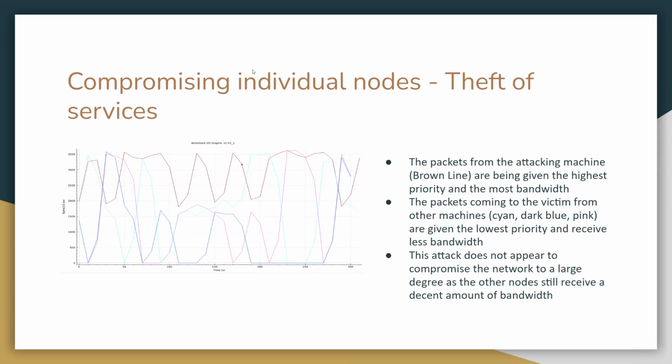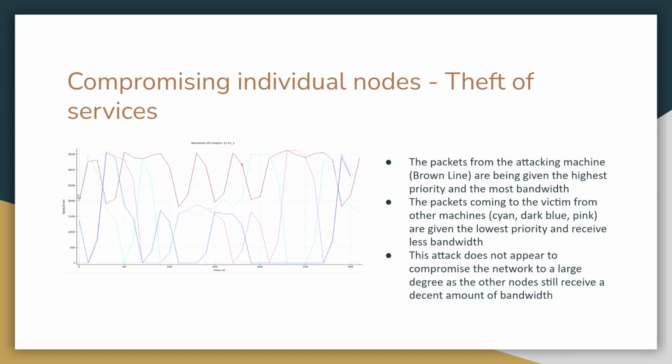Here are the results that we received from our simulations. For the first attack, which was compromising individual nodes, theft of services, we can clearly see that one line stands out above the others, which, if you haven't seen already, is the brown line here. This is the attacking machine's traffic coming in and out of the victim machine's network.